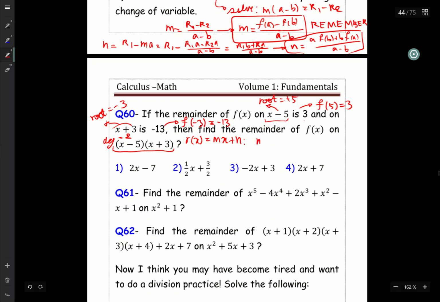So in general, it has to be mx plus n. And we already know what m is. F of 5 minus f of negative 3 divided by 5 minus negative 3. 5 minus negative 3 is 8. F of 5 is 3. F of minus 3 is minus 13. 16 over 8 is 2. So m is 2, right? So either choice 1 or choice 4. So what is the second term? What is n?